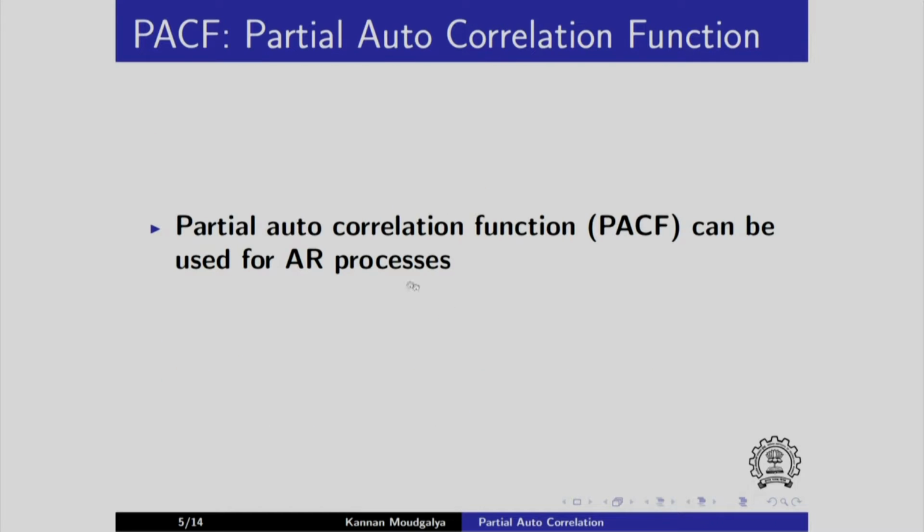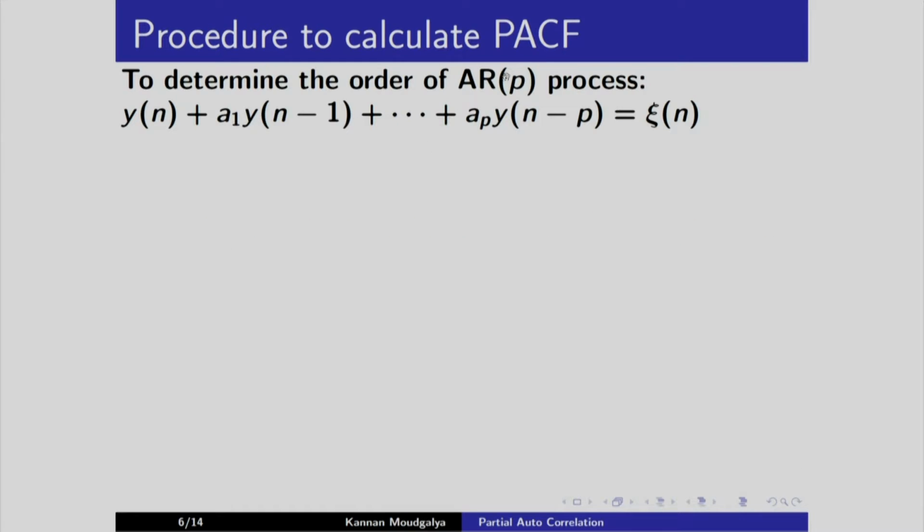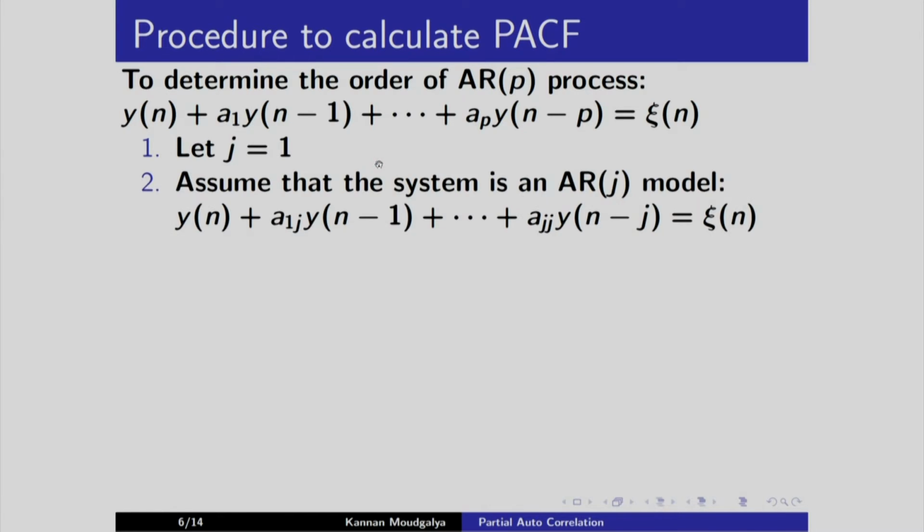We will show that partial autocorrelation function can be used for AR processes. In fact, we will only describe the process here. The procedure is explained next. What is the procedure? We are given an AR P process. You take j equals 1 and then assume that the system is an AR J model. That means you stop here. That means you will, using this method, calculate only a11 from this equation.